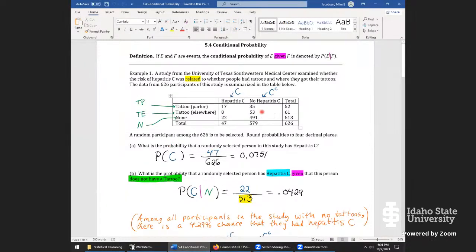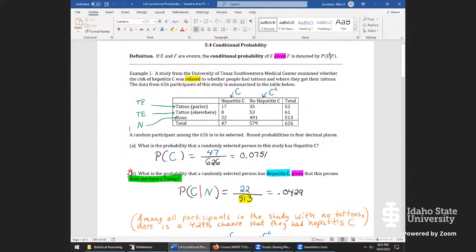The context of this was we have 626 participants in a study. Some of those participants have hepatitis C, some of them do not. Most of them do not, that's good. Some of them had a tattoo done in a parlor. 61 of them had a tattoo done elsewhere, and 513 of the participants had no tattoos. So given all this information, it's a two-way table, since we have data going in columns and data going in rows. Now we can start asking and answering interesting questions about how having hepatitis C versus tattoos are related. We're not trying to say one is causing the other.